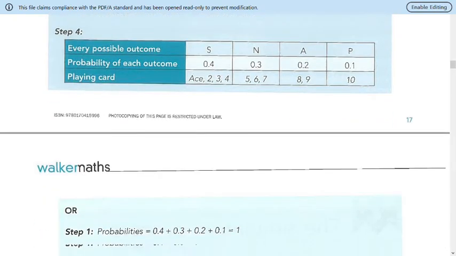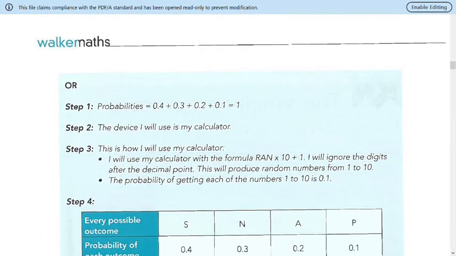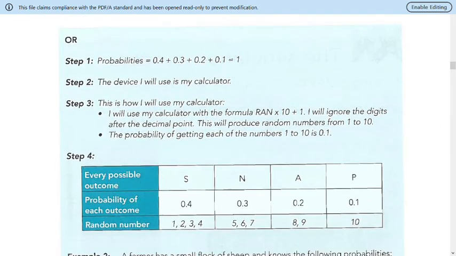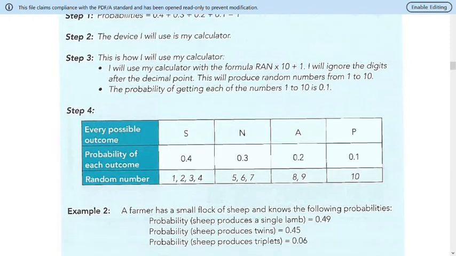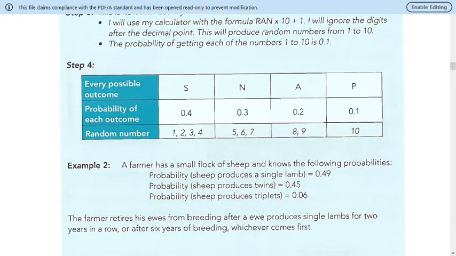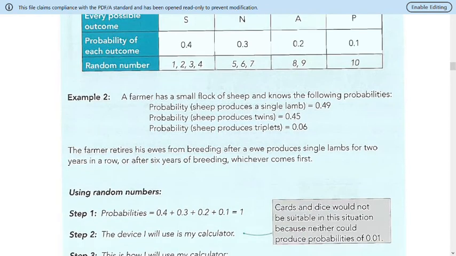Telling you, you're going to love this one. Okay? Now, here's another one. This one, they're going to use their calculator with this formula. You don't have to worry about this formula. You're not going to use your calculator. And they're going to ignore the digits after the decimals, and then you still see 1, 2, 3, 4, 5, 6, 7, 8, 9, and 10. Right? So let's look at an example.